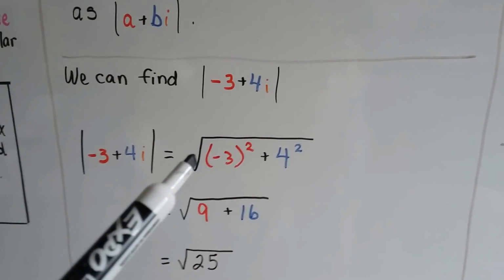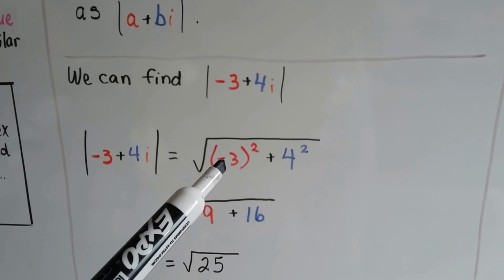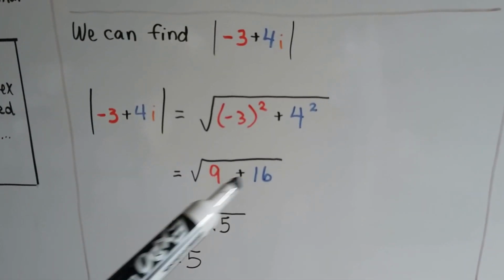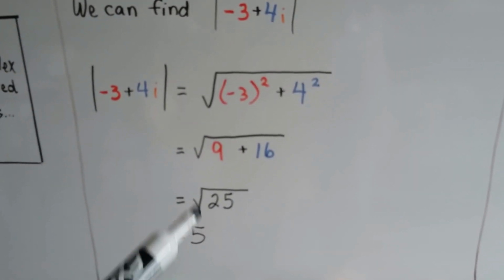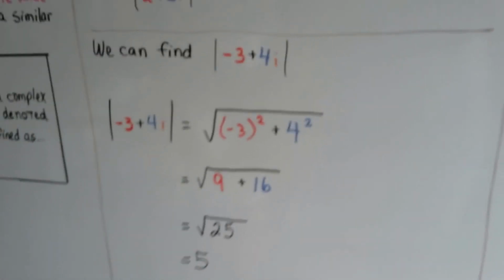We put it into a radical sign, and we've got -3 squared + 4 squared. And that's going to make a 9. That's going to make a 16. 9 and 16 is 25. So we've got the square root of 25, which is 5. See? This is pretty easy, all right?